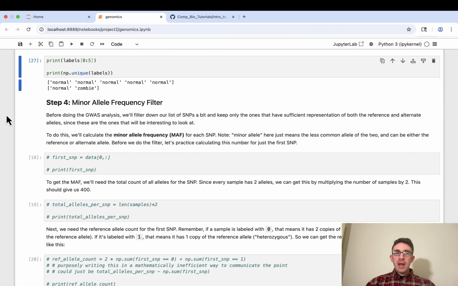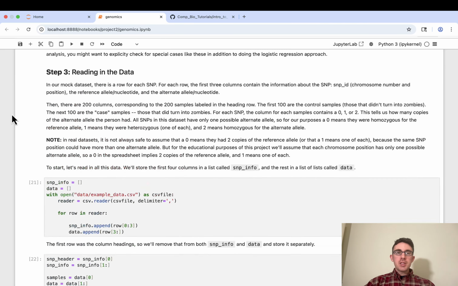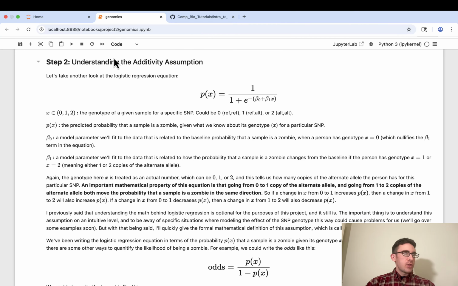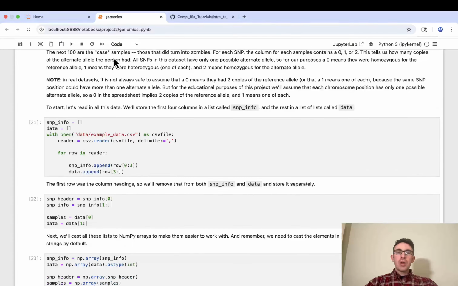So if you have been watching the past couple of videos on this GWAS project, then you know that we've spent a decent amount of time going over some optional math of the logistic regression method. Then we had a video on the additivity assumption, where I said the math is optional, but the conceptual understanding is actually pretty important. And in the last video, we finally read in our mock data set so that we can get ready to start working with it.